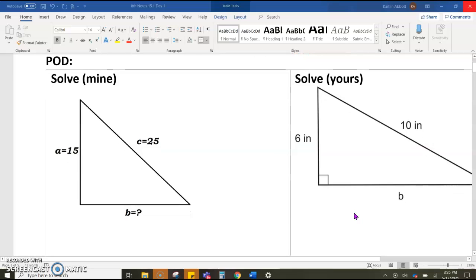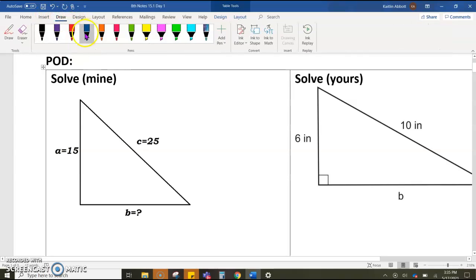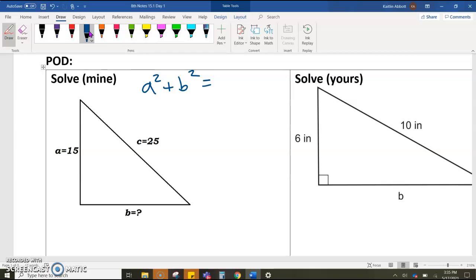They are a refresher on Pythagorean theorem. So remember our Pythagorean theorem. If I can get the draw. Our equation is always a squared plus b squared equals c squared.